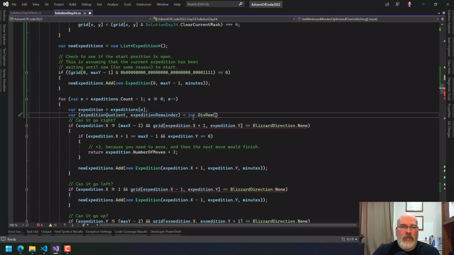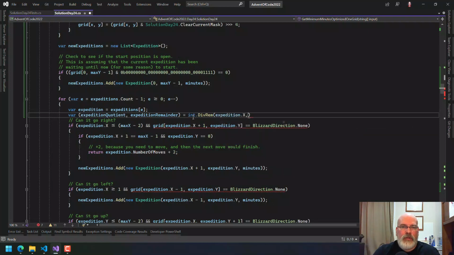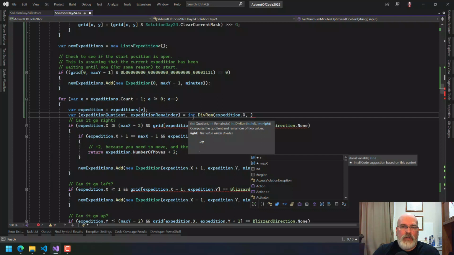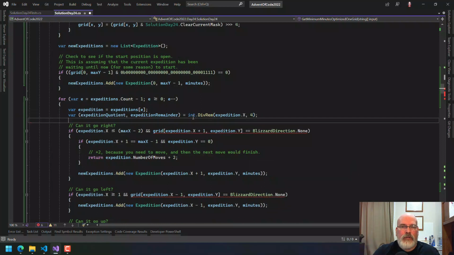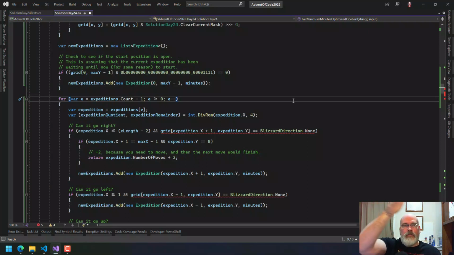Because we need to take expedition x and do a 4 on it, because that will actually tell us the right quotient remainder pair. This is x length minus 2, because that's the actual physical length or logical, one or the other.